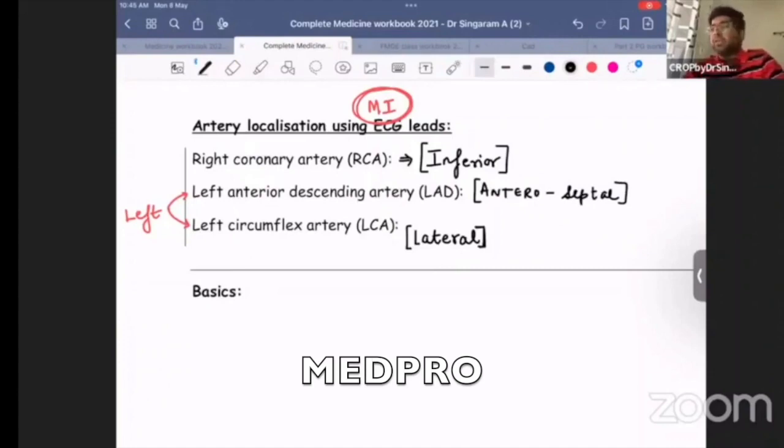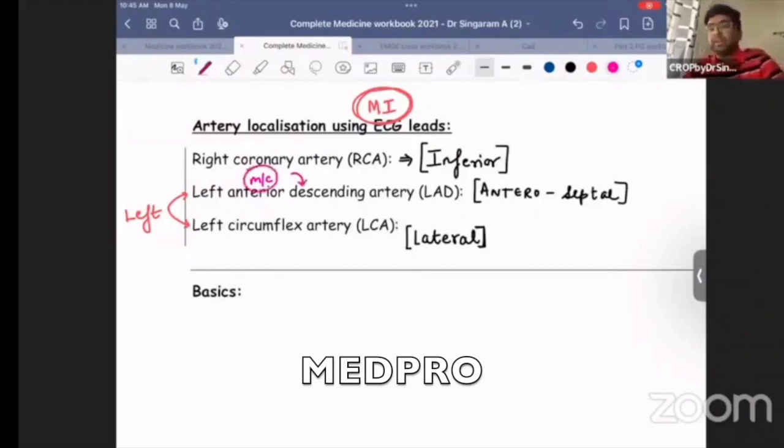Out of these three arteries, which is the most commonly affected artery in case of a myocardial infarction? Just a minute. You can type in your answers. Which is the most commonly affected artery in case of myocardial infarction? Okay. Yes, it is the LAD. The most commonly affected artery is the LAD, the left anterior descending artery.